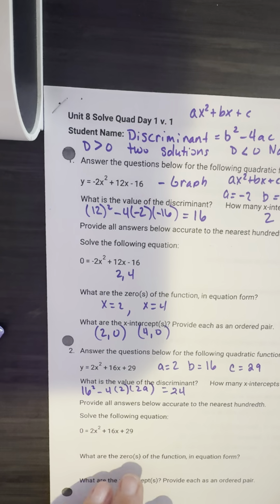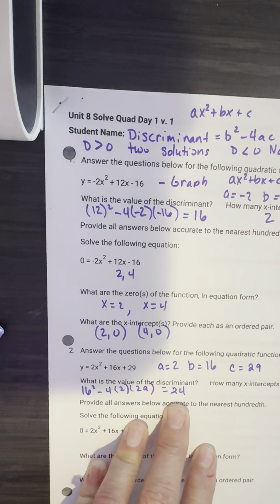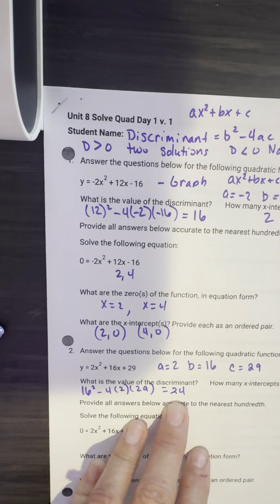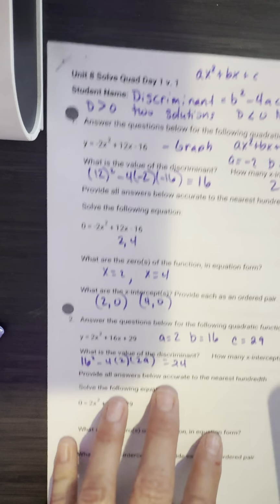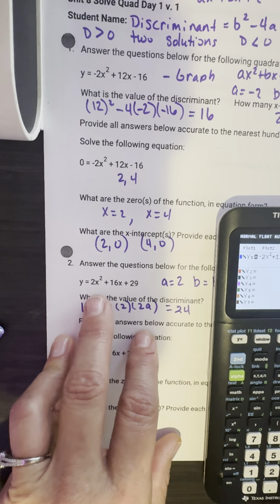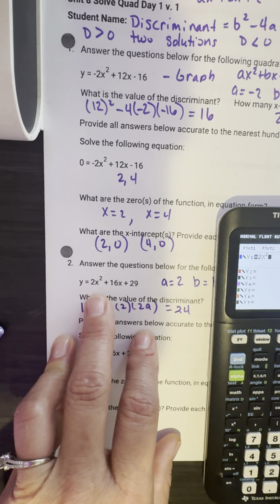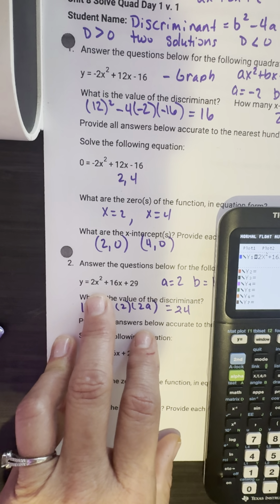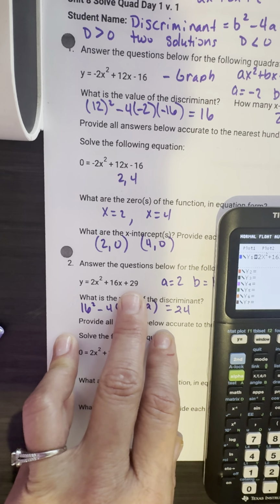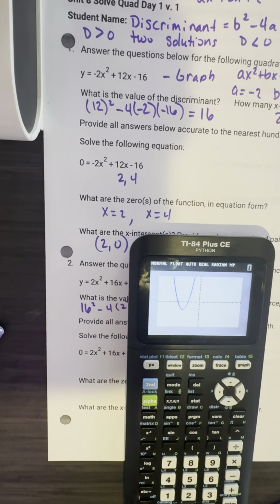So before we graph it, from the notes above, how many solutions should we have? 2, because we have a positive number. It's greater than 0. Do you have to memorize that? No, because you can graph it. So 2x squared plus 16x. This one's important to graph. And make it bigger so y'all can see it.